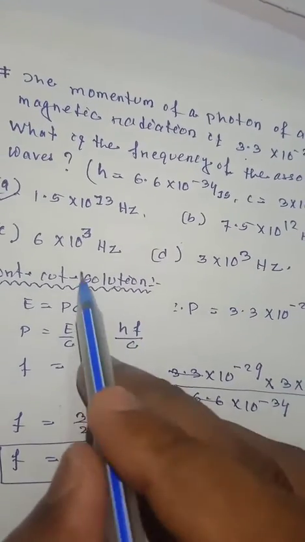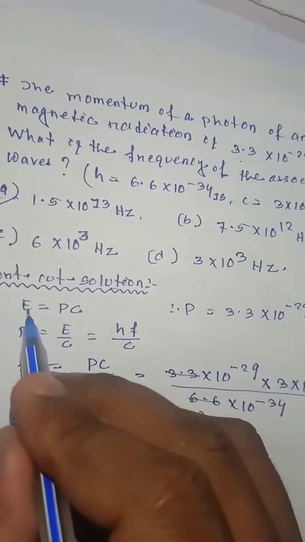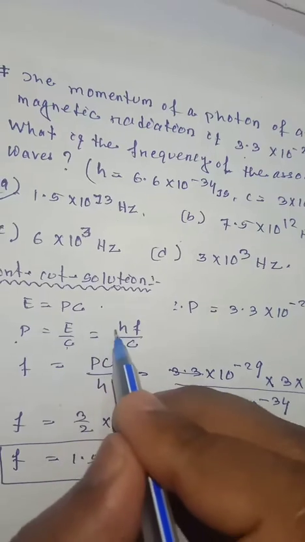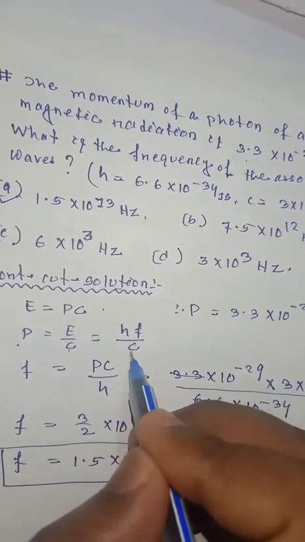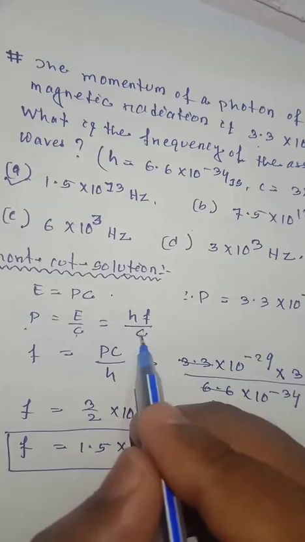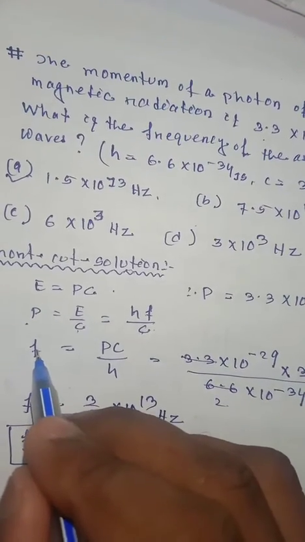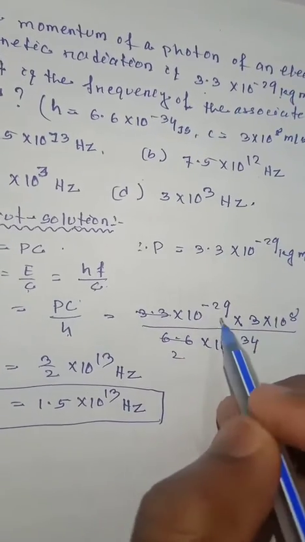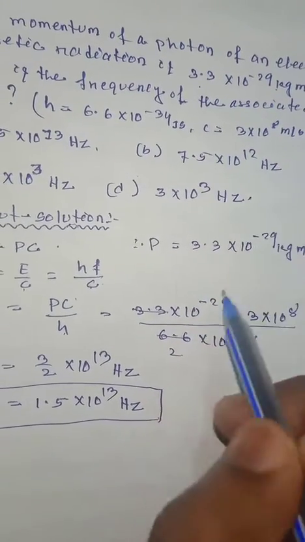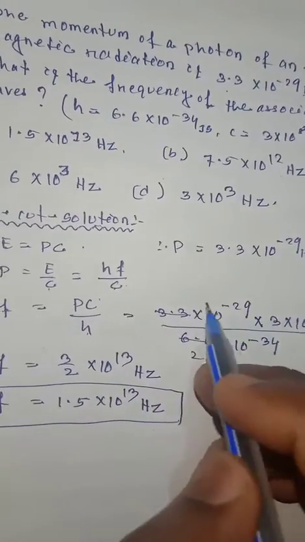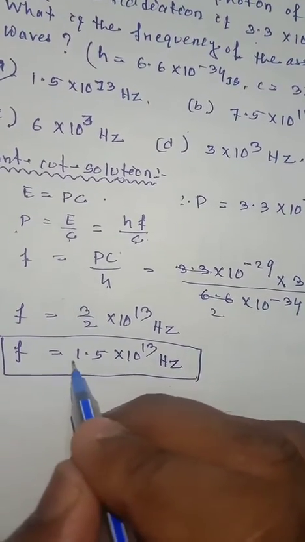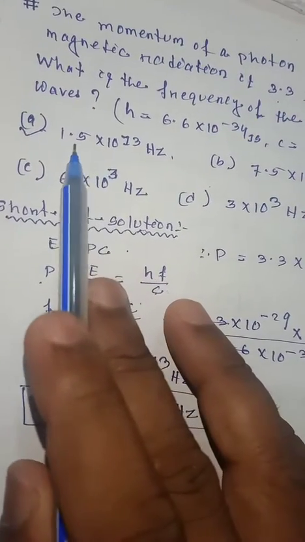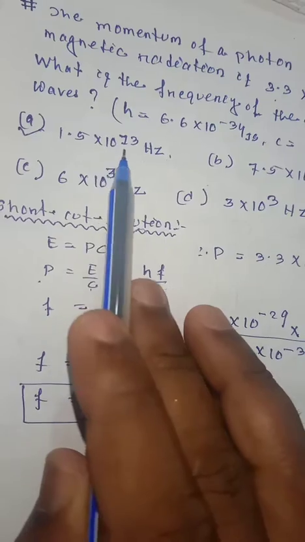Okay, now the frequency due to the photon. So the energy of a photon, E is equal to Pc, so P is equal to E by c. But again E is equal to hf, h the Planck constant, f the frequency, divided by the velocity of light, or velocity of photon. Frequency of photon is equal to Pc by h. So P is given, the velocity of light is also given, and h the Planck constant is also given. Now we have to find the value of f, which is 1.5 × 10^13 Hertz. Your answer A is correct, 1.5 × 10^13 Hertz.